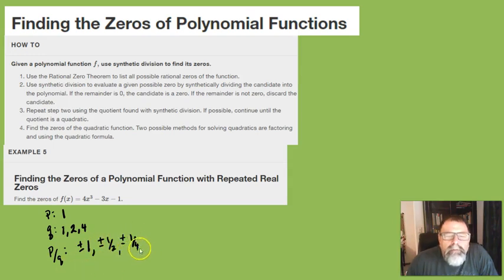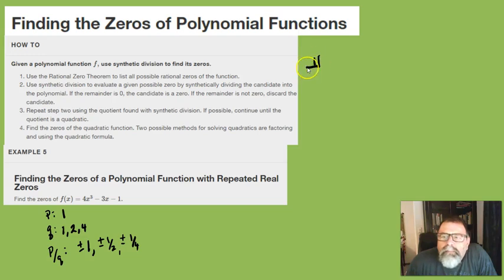So we got 6 candidates. So we start with 1. You can check 1 without doing synthetic division, just by doing, remember when you put in 1 to any power is just 1. So basically you're just going to check the coefficients. 4 minus 3 minus 1 is 0. So we know that 1's going to work.